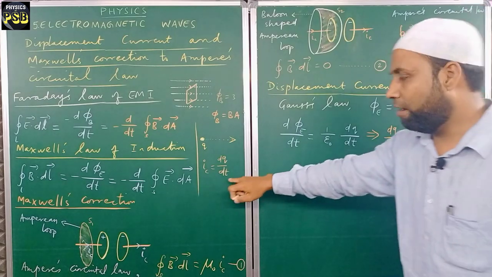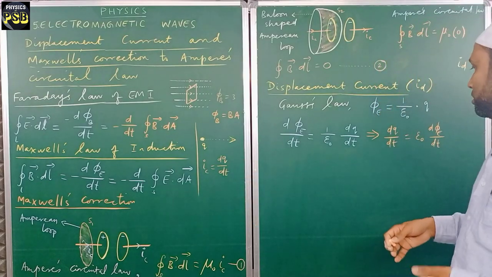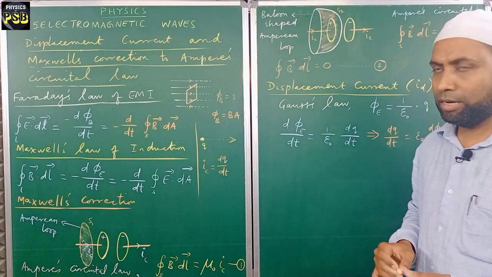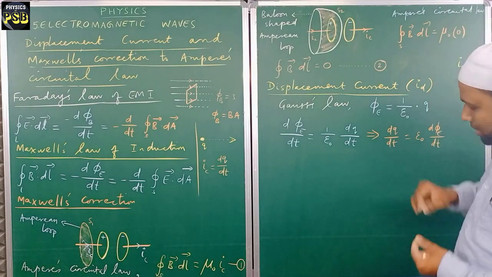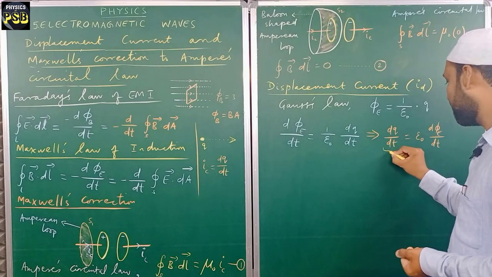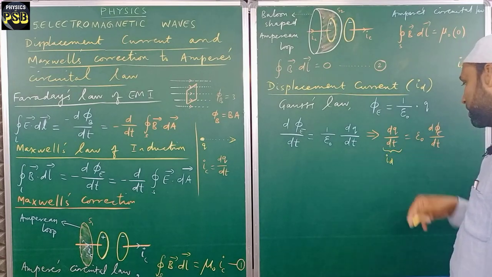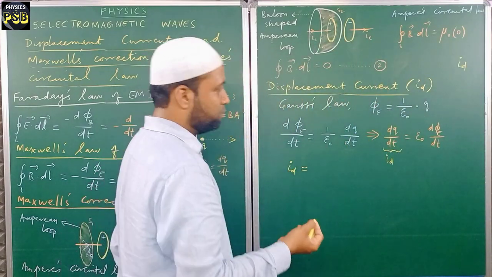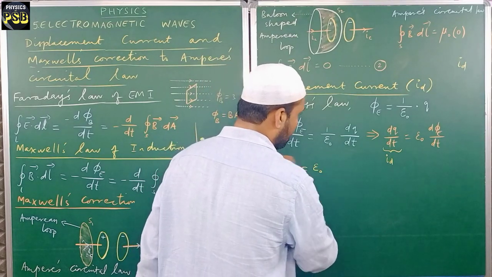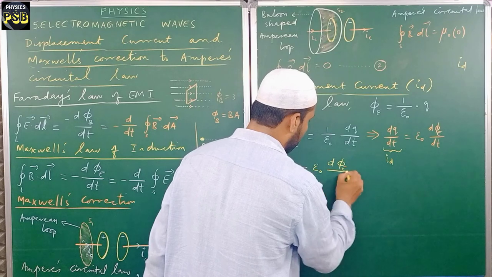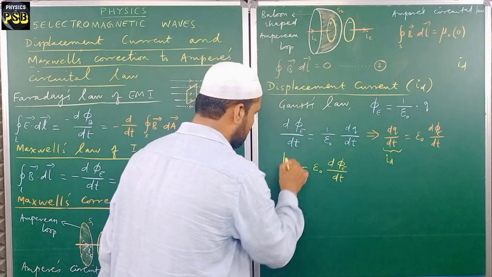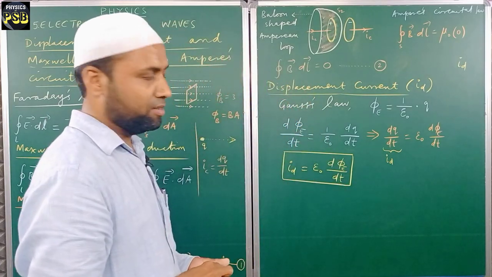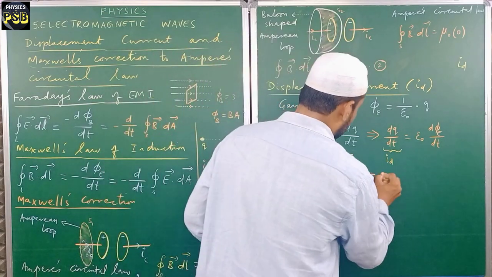Here, as I have already told you, the rate of flow of charges through a conductor is referred to as current. And here this current is nothing but displacement current. He named this current displacement current. So the next step, we get this ID, the displacement current, is equal to epsilon naught d phi e upon dt. This is a new thing he introduced to resolve this inconsistency. I name this as equation number 3 for my convenience.